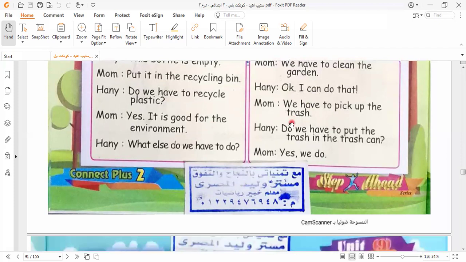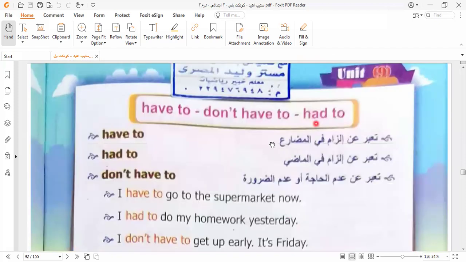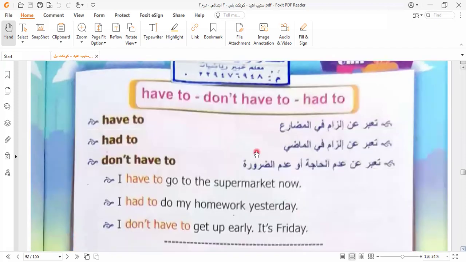To pick up means to collect the trash from the garden. Do we have to put the trash in the trash can? Yes, we do. Here we have the expressions of have to, don't have to. Have to is used in what?